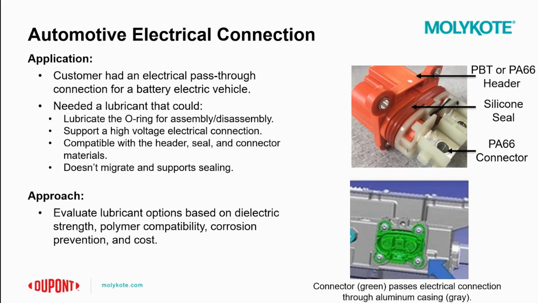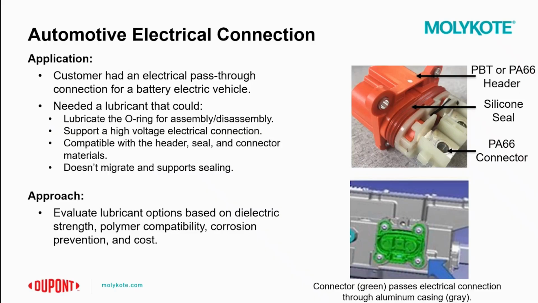Now, for this application, the customer was facing several challenges. They needed a dielectric grease that could protect the actual electrical connection made through the pass-through. They also needed a dielectric product that would support insulating a high-voltage electrical connection. It needed to be compatible with each material making up the connector assembly, so that would be the header, the connector itself, and the seal, as shown in the figure on the right.